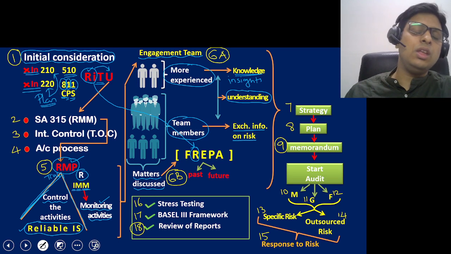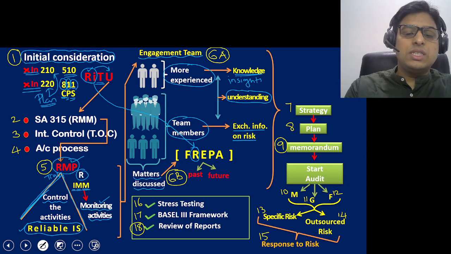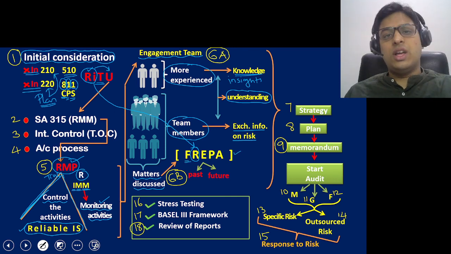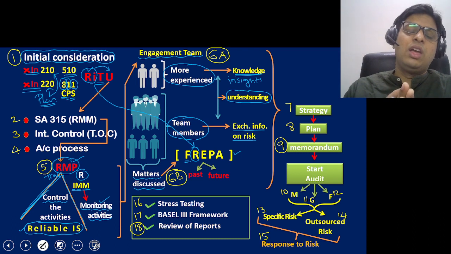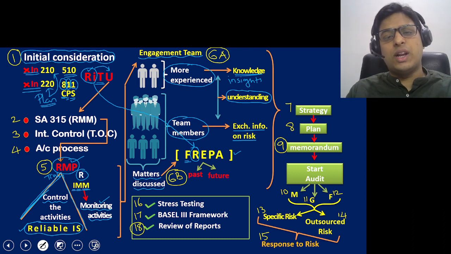Okay. Now, what matters will they discuss? They have given it here. See, the code I have given is FREPA. First is F. F stands for fraud. So any fraudulent issue that is there, they should discuss that matter. Don't you think an audit team should discuss the fraud matter? Of course they will discuss.